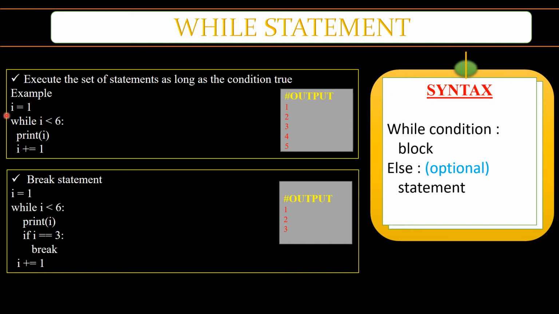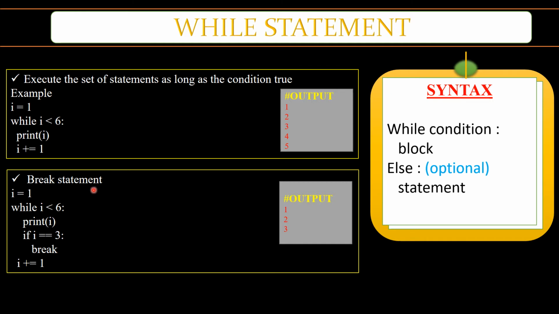Now consider this example. Here I have assigned the value i equal to 1. While i is less than or equal to 6, print the i value and increment i equal to i plus 1. First the i value is 1, and 1 is less than 6, so the value 1 is printed. Now increment i: 1 plus 1 is 2, so 2 is printed, and so on up to 5. When it comes to 6, the condition becomes false, so the loop comes out. So this is the while loop statement.